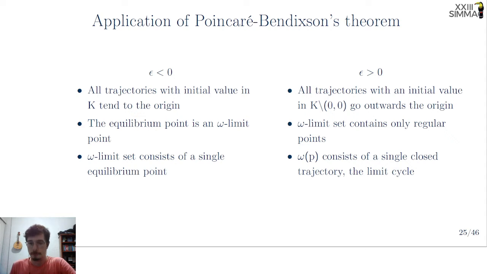For positive epsilon, all trajectories with initial conditions inside a neighborhood of the origin go outwards from the origin, so the omega limit set contains only regular points, and therefore it consists of a single closed trajectory, which is the limit cycle.